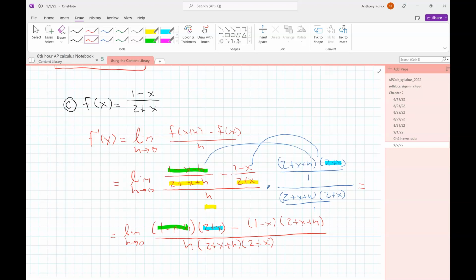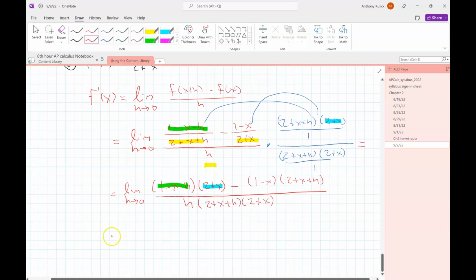All right. What is Mr. Kulik going to do now? Who votes to FOIL this all out? Yep, that's the correct answer. Who says that, but Mr. Kulik, that's going to be like a colossal hassle because one of those things has 3 in it, so it's going to be like really difficult. You're right. It is a hassle.